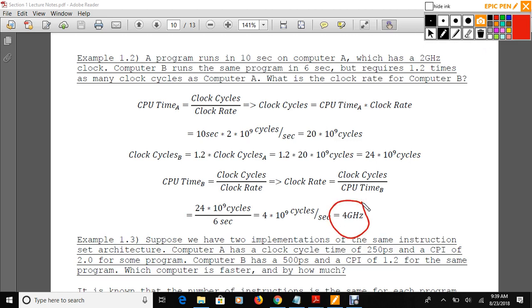So what's happening is we have a program on one computer and we have a program on another computer. And we have 10 seconds and one runs in 6 seconds. The reason why is because I'm running it with 1.2 times the number of cycles. I actually need to get it to run in order to meet these performance metrics. Does that make sense?